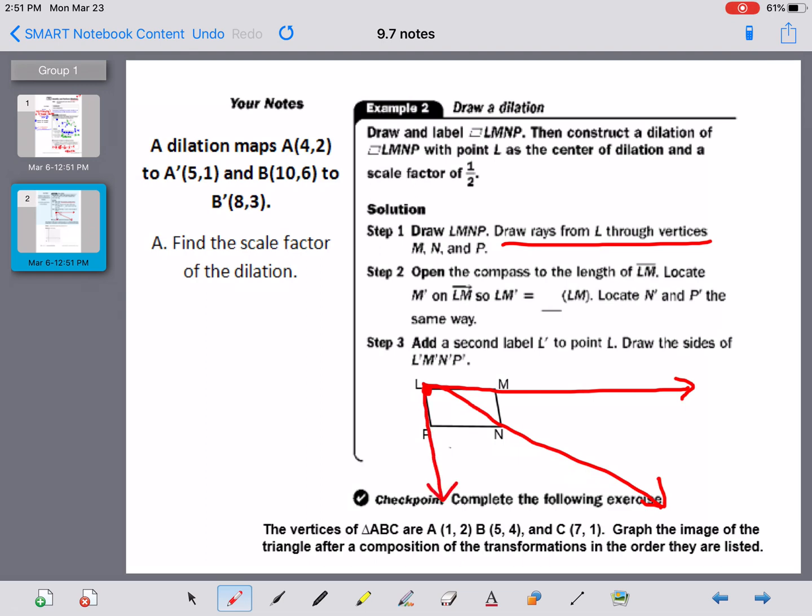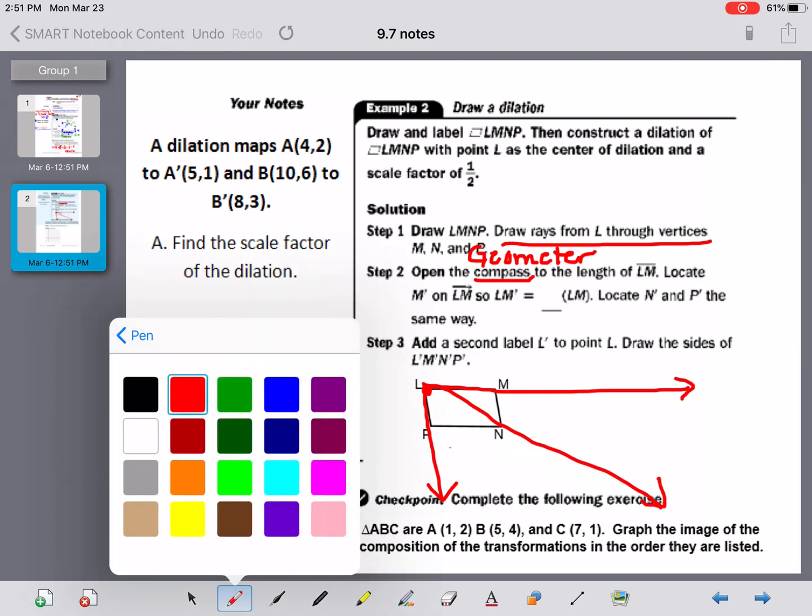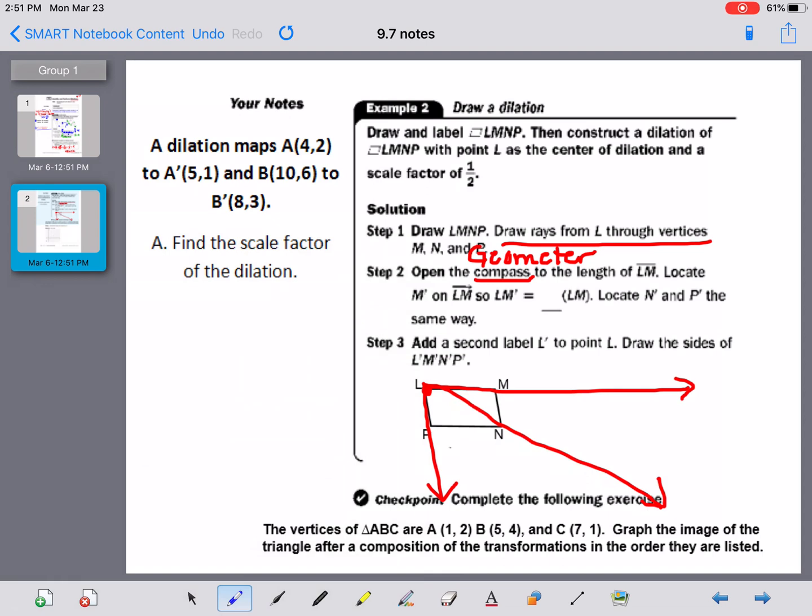Now I'm on to step 2. It says open the compass. I'm going to suggest instead you use your geometer or just a ruler itself. Because of the job we're trying to do, this is going to be more effective than the compass will. So let me change colors so you can kind of see what I'm trying to do here. It says open the geometer or use the ruler on the geometer to the length of L to M.